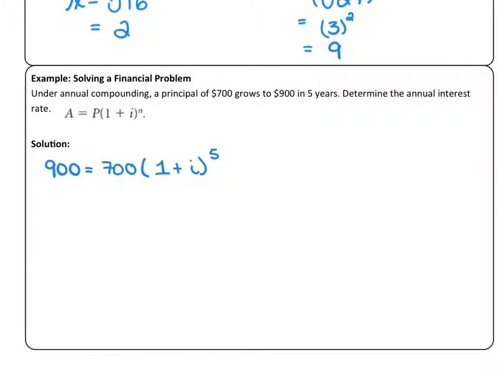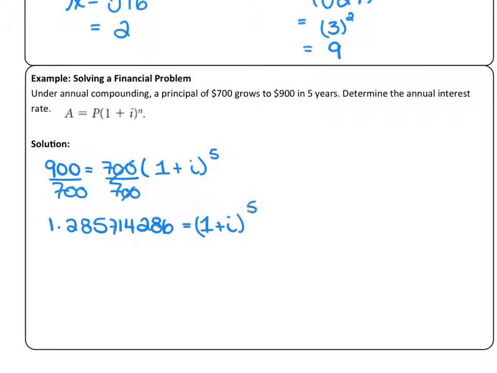When we go about solving this, we're going to move everything that we can and then worry about solving for i. So I'm first going to move the 700 by dividing. So 900 divided by 700 is 1.285714286, and that equals, the 700 is gone now, 1 plus i to the 5. Now we can easily get rid of that 5 because when we move it to the other side it becomes a fraction.